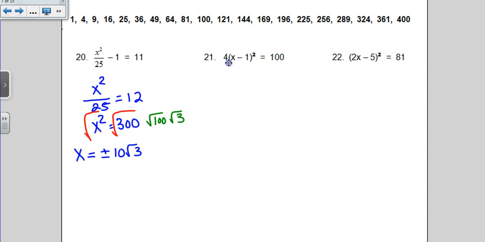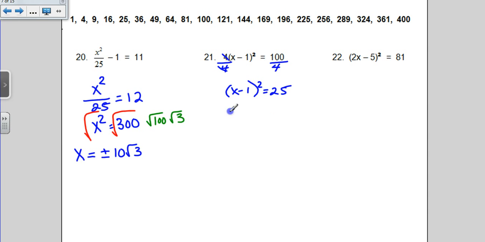Okay, on number 21, before I begin, I'm going to divide both sides by that 4. A good question would be, well, why don't you try to distribute into that parenthesis? Well, you have to remember x minus 1 quantity squared is not x minus 1. It's really a FOIL problem. So you can never distribute into something that has an exponent raised to it like that without first simplifying. And trust me, you don't want to do that. So we have quantity x minus 1 squared equals 25.